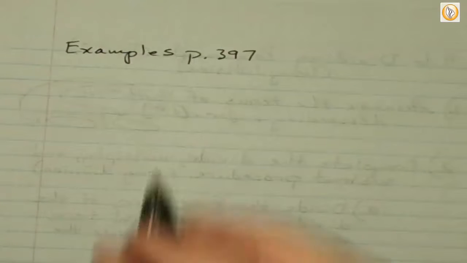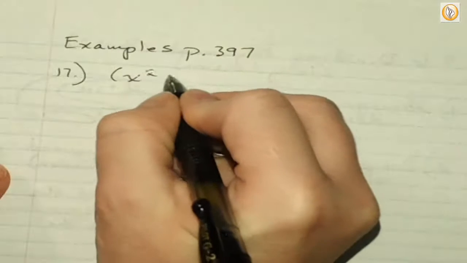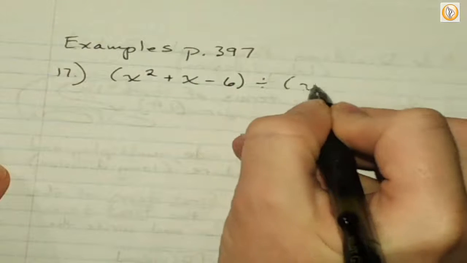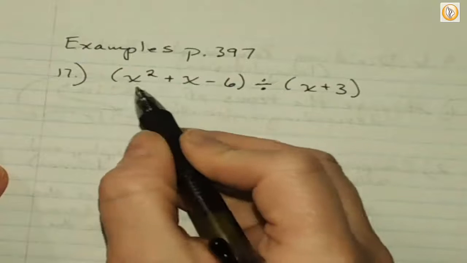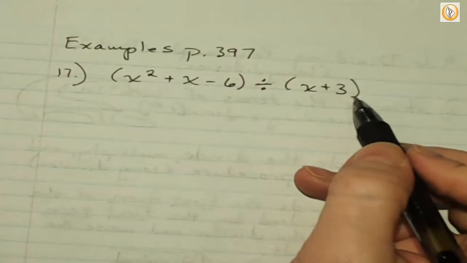Okay, y'all ready? All right, we're going to start with 17. Okay, it says divide, and it shows x squared plus x minus 6 divided by x plus 3. So this whole polynomial is being divided by this polynomial.